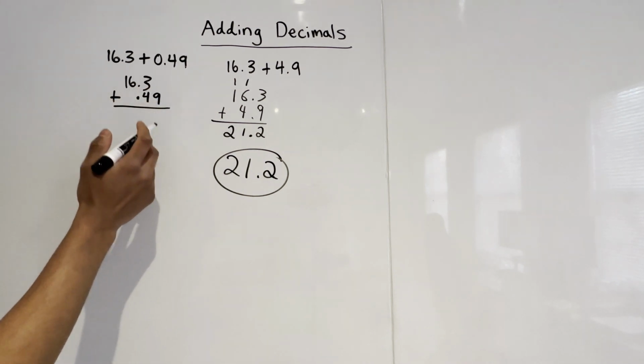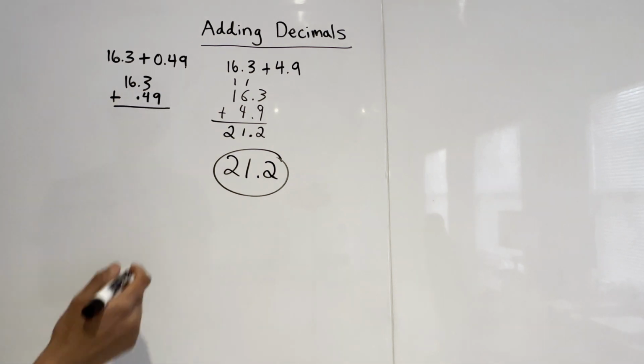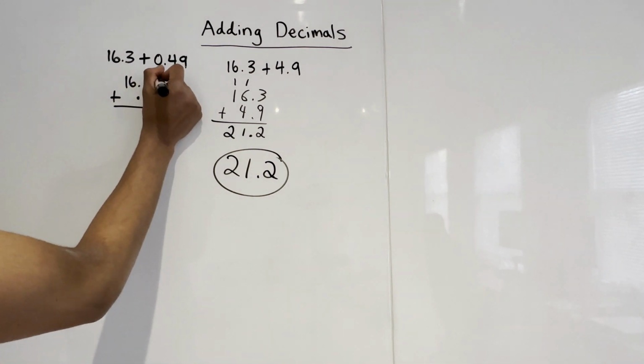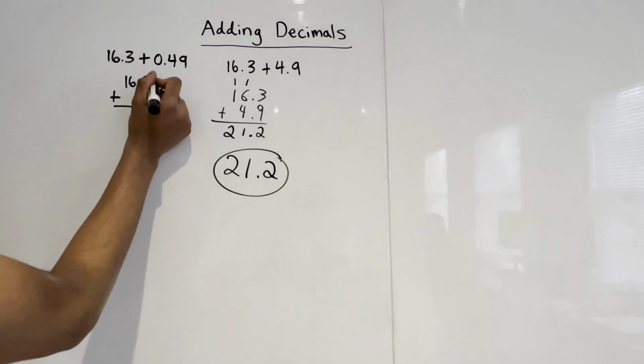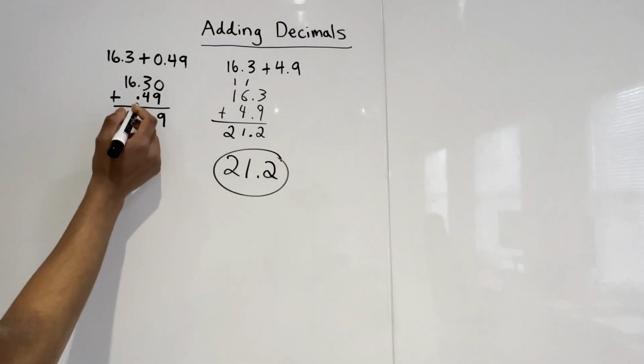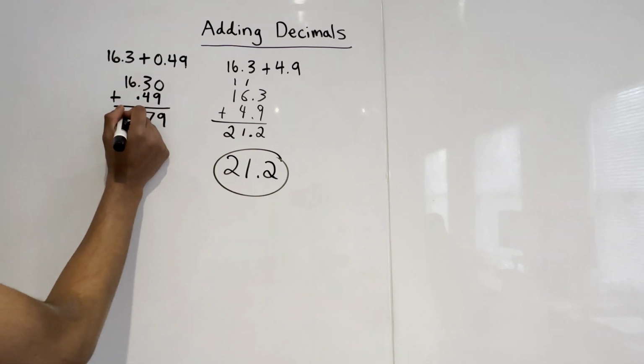And you might be wondering, there's an empty space above the 9. What are we about to do? We're actually going to add a 0 over here. So now we just add these like normal. 0 plus 9 is 9. 4 plus 3 is 7. And 16 plus 0 is 16.